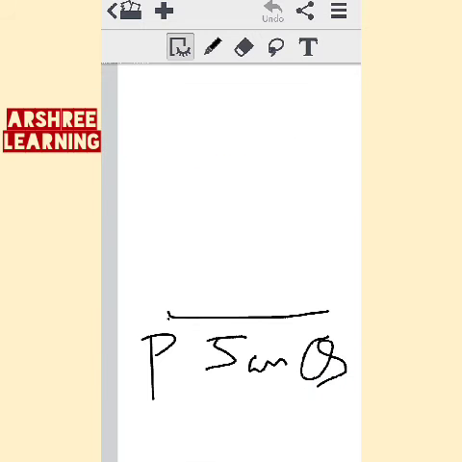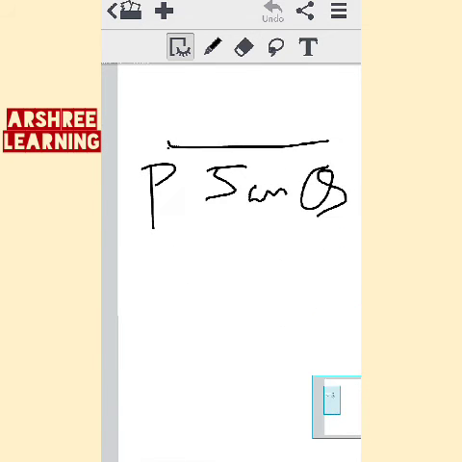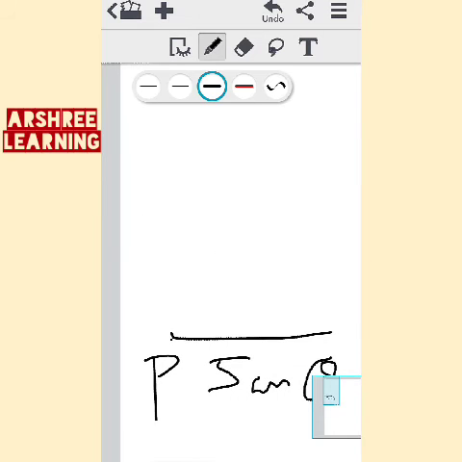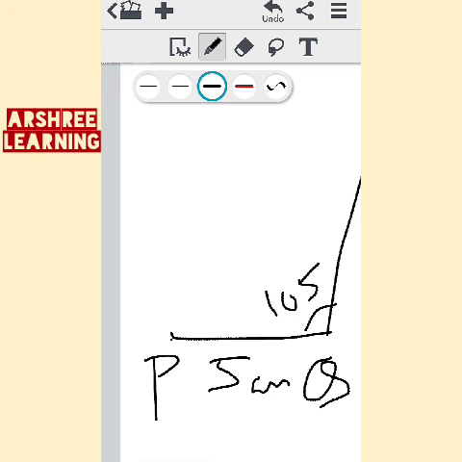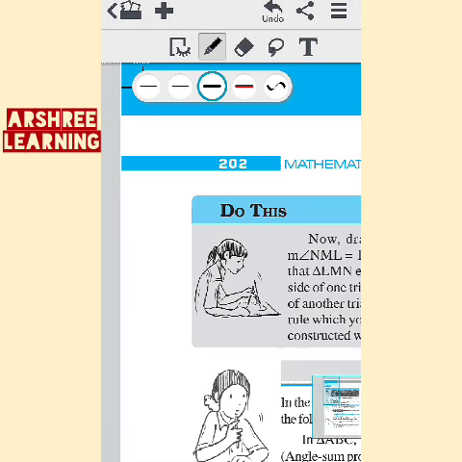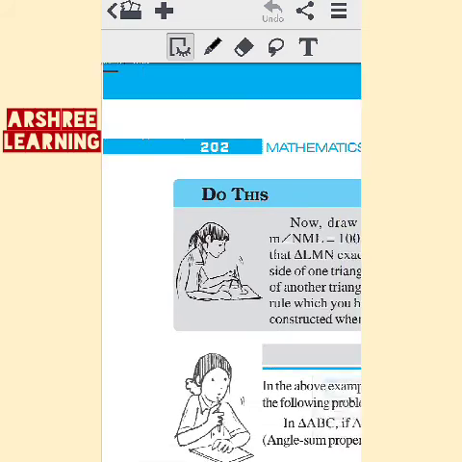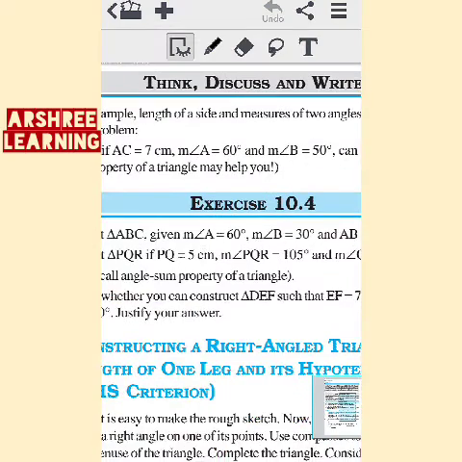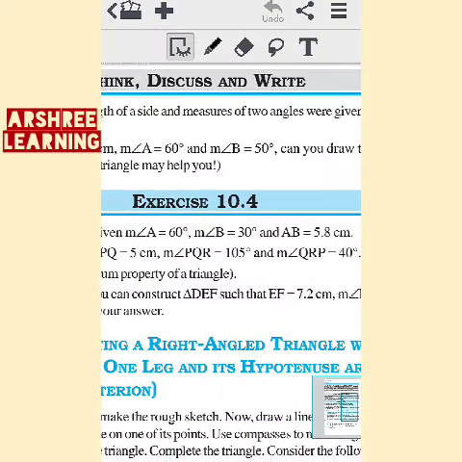PQR is equal to 105. 105 means angle PQR will come on this side, it will come 105. This is a rough figure. So basically the rough figure should be correct, and PQR is equal to 105. Now since PQR is equal to 105 and we need one more angle, the angle given is QRP.